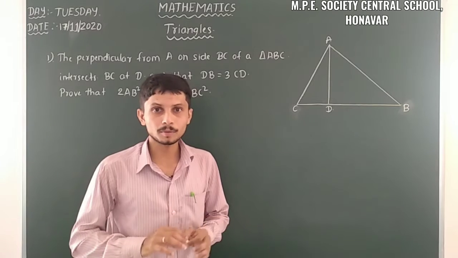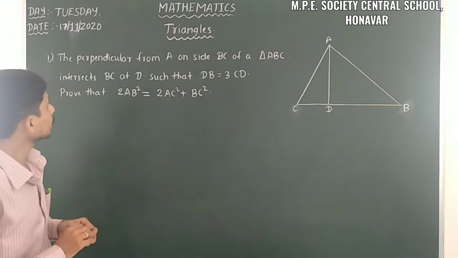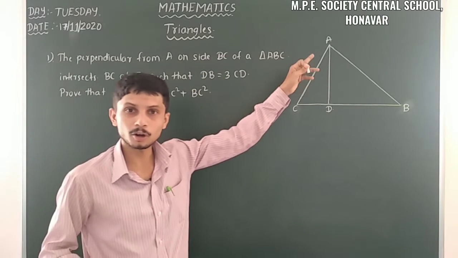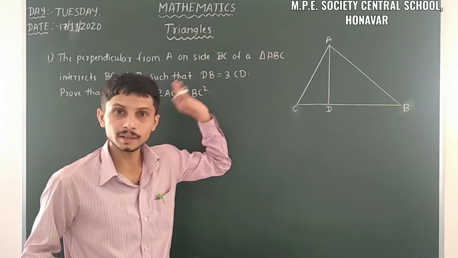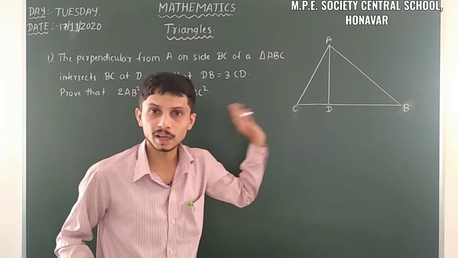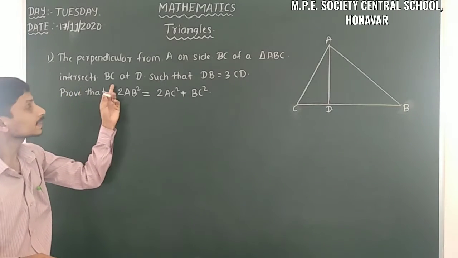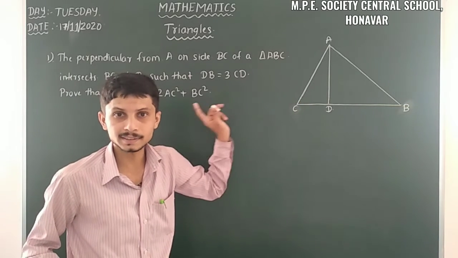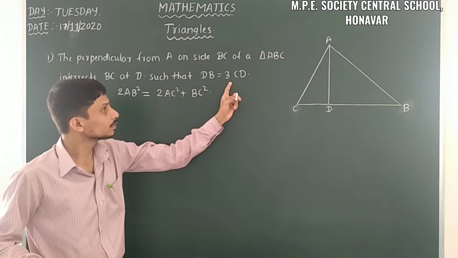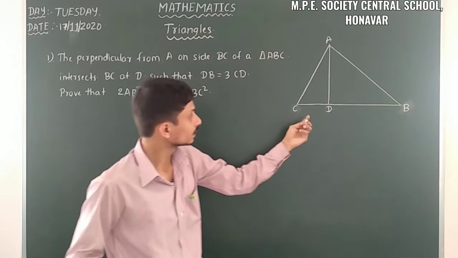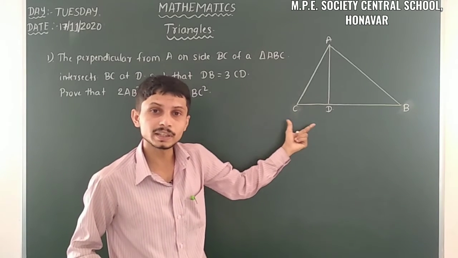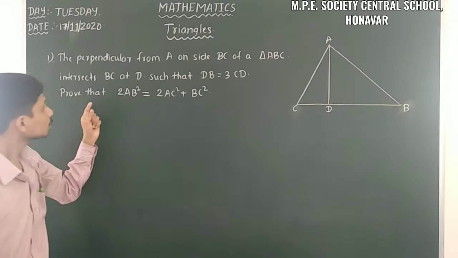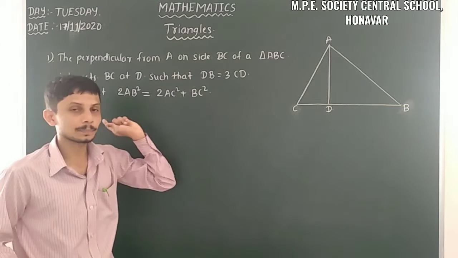Yes, the first problem of this video: the perpendicular from A on side BC of triangle ABC. Here we have to draw a perpendicular from point A to the side BC, and it intersects BC at D, such that DB is equal to 3 times CD. Then prove that 2AB square is equal to 2AC square plus 2BC square.